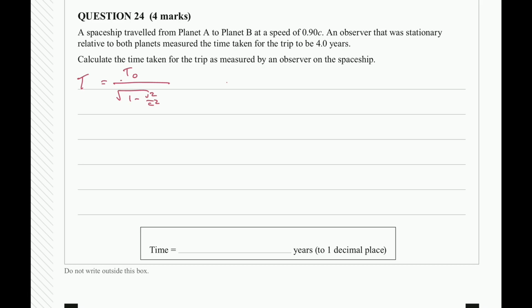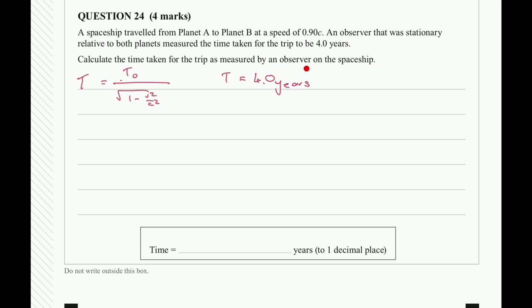Another way to think of the formula is that t naught is actually multiplied by the Lorentz factor, which would be 1 over this. And so we have the t, which is the observed time or the dilated time. So I would write down all my variables as I go through the question. So t is equal to 4 years. And we can read the rest of the question: calculate the time taken for the trip as measured by an observer on the spaceship.